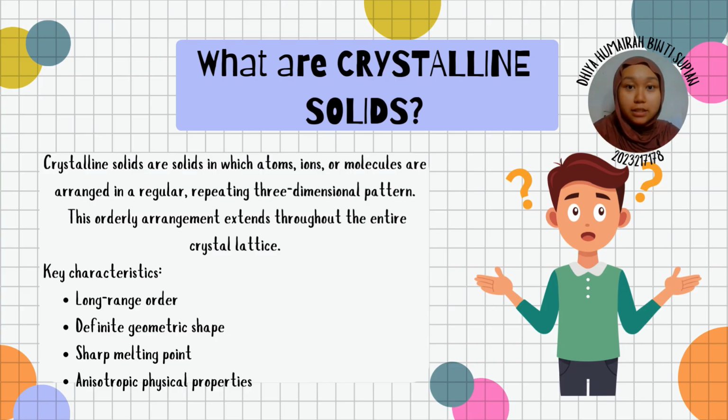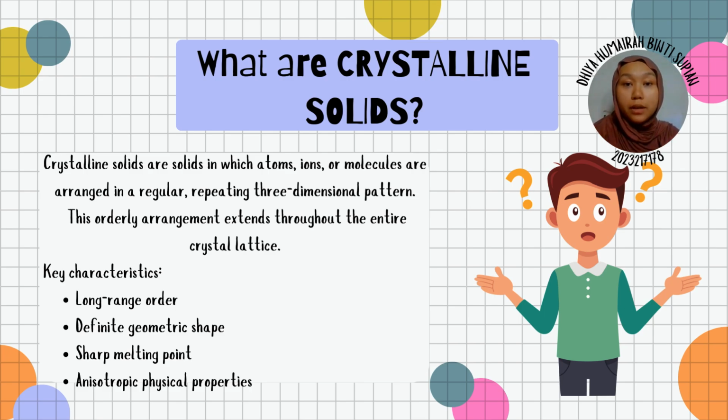First, what exactly are crystalline solids? Crystalline solids are solids where atoms, ions, or molecules are arranged in highly organized, repeating three-dimensional structures. This structure or pattern doesn't stop halfway. It extends throughout the entire solid, forming what we call a crystal lattice.